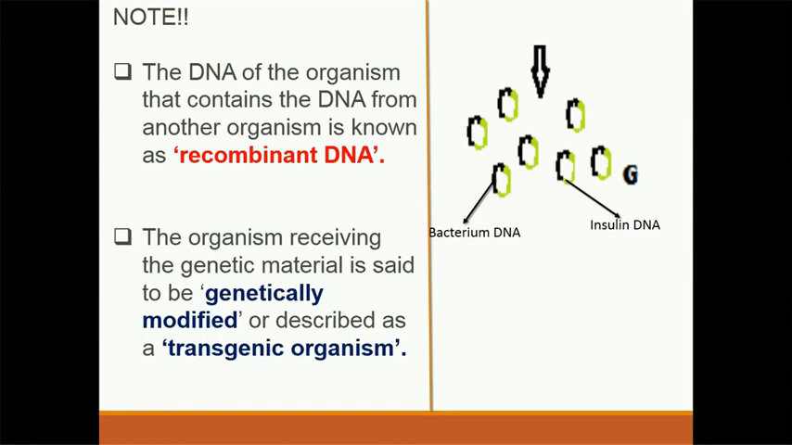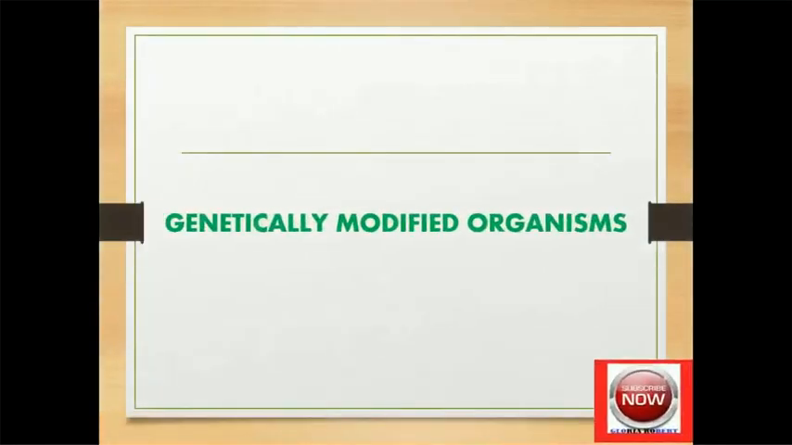So using our illustration, organism A and organism B, which one is then the genetically modified organism? Good, organism B, because it has received a gene from organism A, and so that gene from organism A must have changed the characteristics of organism B or how it works. So let's look at the meaning of genetically modified organisms.